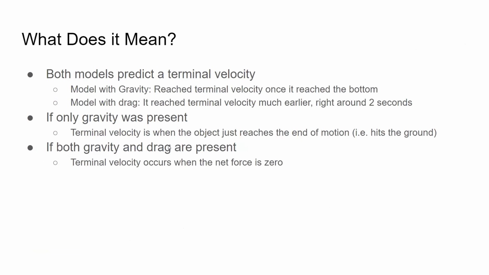So what does this all mean? Both models predict the terminal velocity. For gravity alone, it reached terminal velocity once the motion was complete, once it reached the bottom. With drag, it reached the terminal velocity much earlier, right around 2 seconds. If only gravity was present, then the terminal velocity is just when the object reaches the end of the motion, for example, when it hits the ground. And if both forces are present, then terminal velocity occurs when the net force is zero.